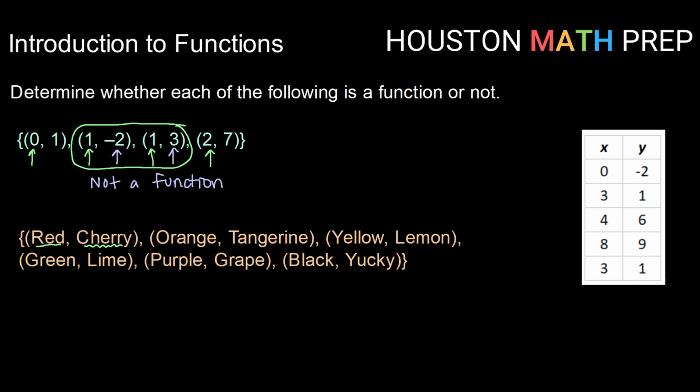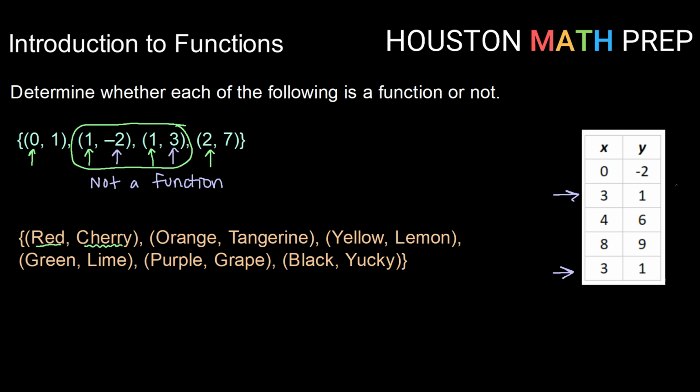Okay, let's check our table next. So first, again, check your input values, look for repeats. So I have 0, 3, 4, 8, 3. So again, I do have a repeat. I have 3 listed twice in my x values.